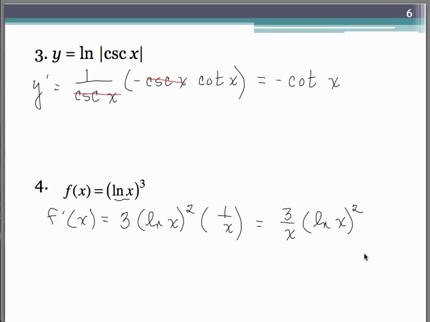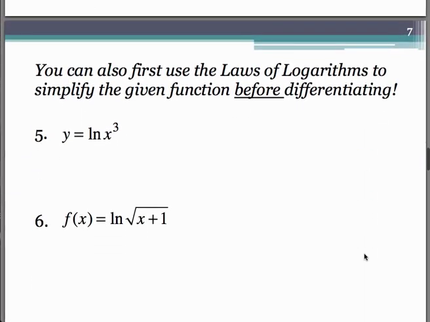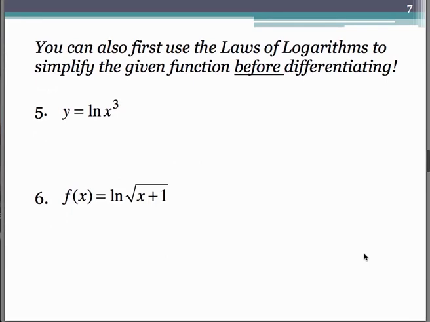Now along with logarithms, of course, come the laws of logarithms. And there is great opportunity to make use of these on certain problems because the laws of logarithms can often be used to simplify the given function before you differentiate. So let's take a look at a few examples of that.